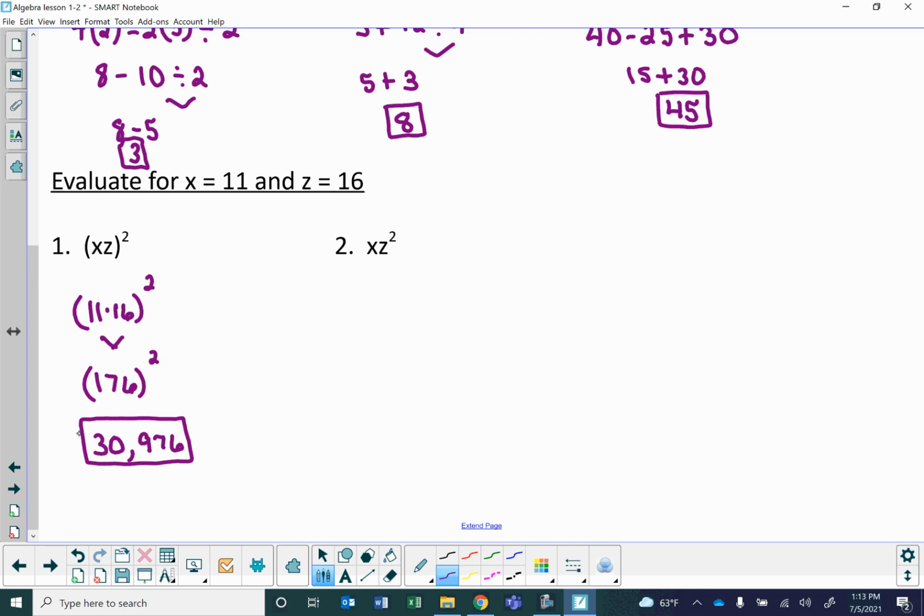All right, number 2 says x times z squared. So x is 11 times 16 squared. So here we're going to take 16 and square it first. I just happen to know that 16 squared is 256 because I know my squares pretty good. So this is 256. So then 11 times 256 is 2,816.